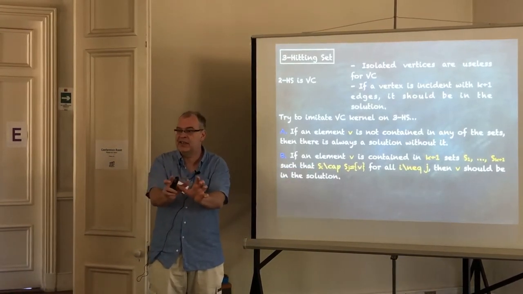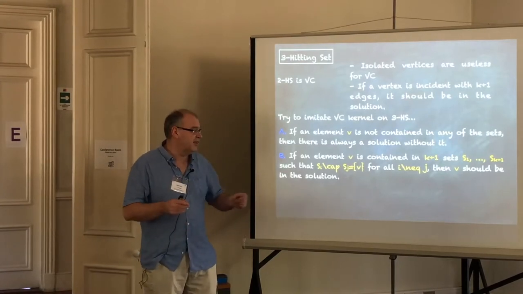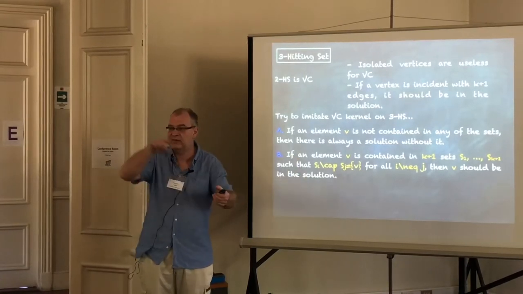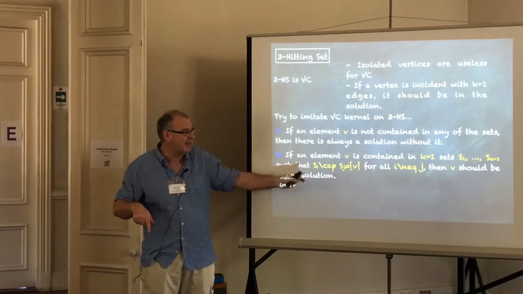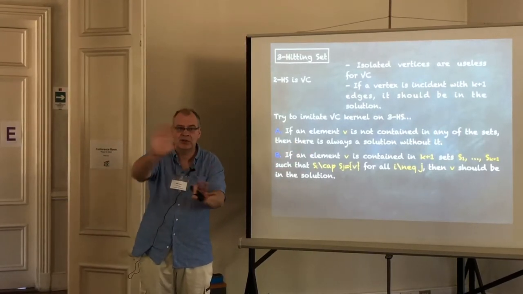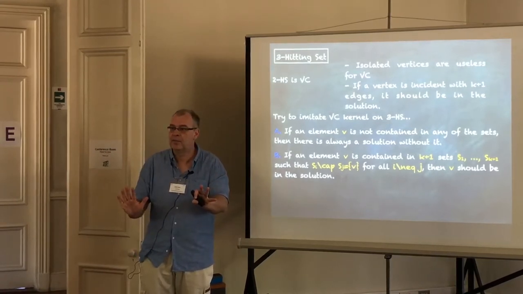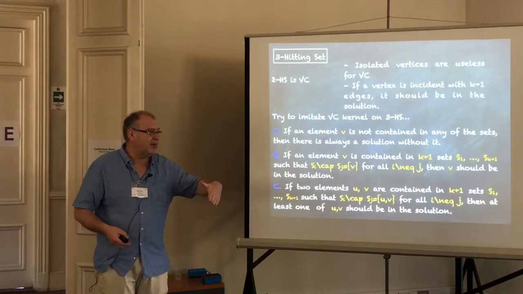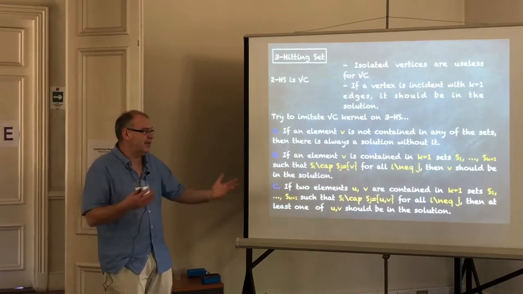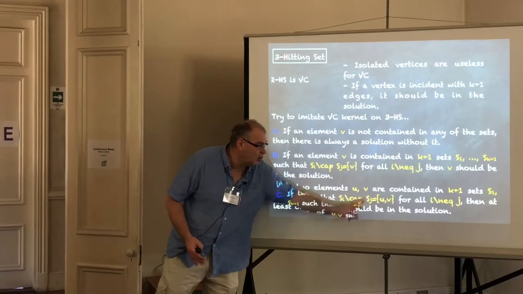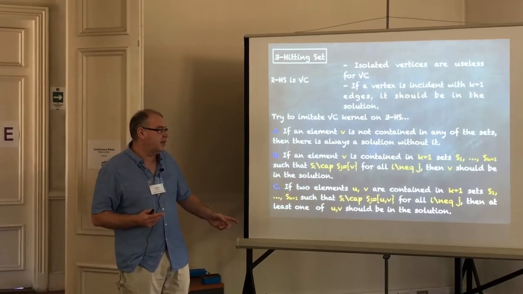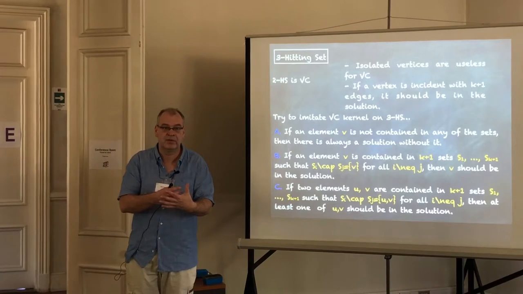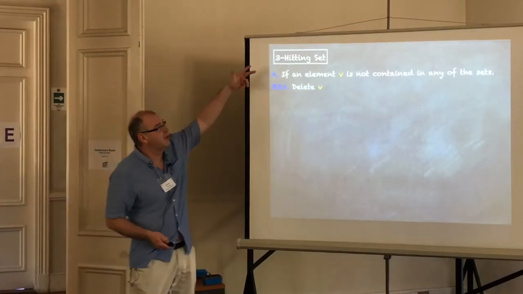Now if the element is contained in k plus one sets, such that the only intersection of any pair of the sets is exactly in this element, then I would say that this element should go into the solution, right? Because if it doesn't go into the solution, I still have to hit all these k plus one sets, and because besides v they do not intersect, I have to spend k plus one vertices just to hit them. So this is a degree rule, but then things become a bit messy, because maybe I also can have two elements, right? And if these two elements are contained in k plus one sets, such that these two elements are the only intersection of these sets, then at least one of these vertices should be in the solution. Again, the same argument.